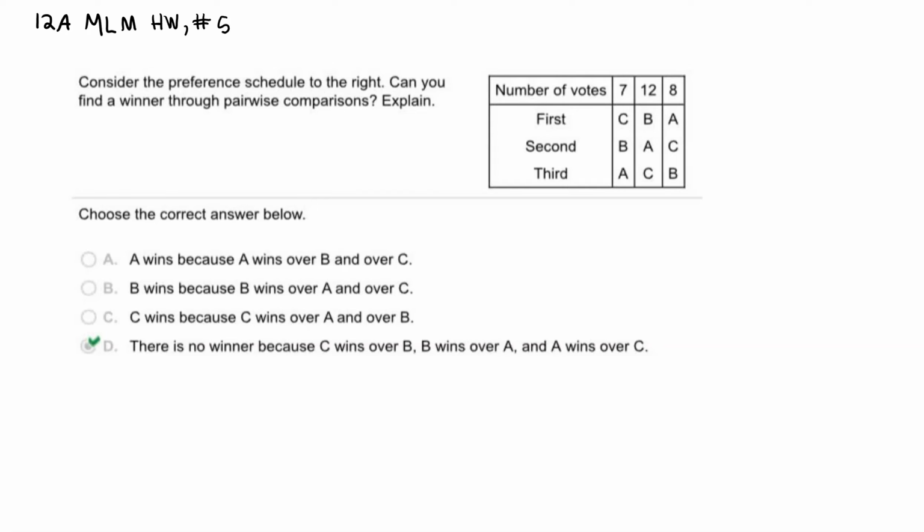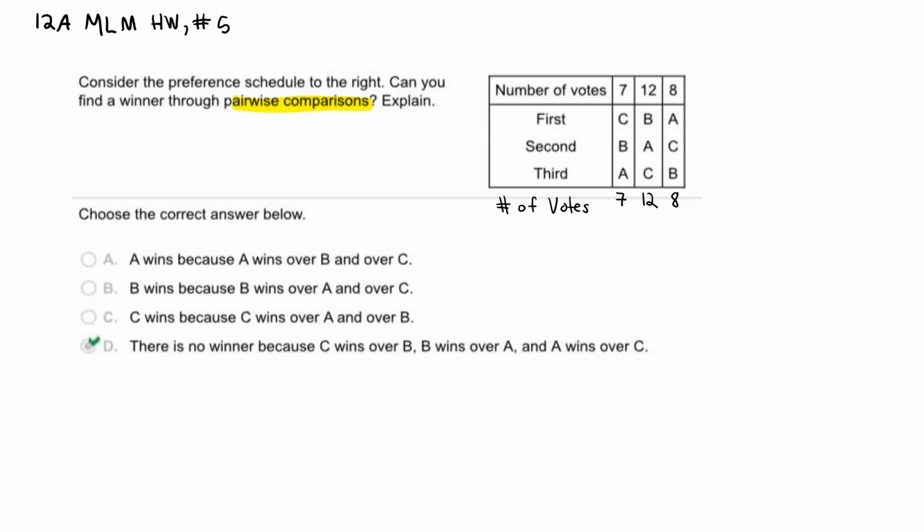This is question number 5 from the 12A MyLab Math homework on voting methods. In this problem, we're asked to find the winner using pairwise comparisons. Now, this preference table looks a little different than the ones in our notes. They have the total number of votes in the top instead of being located at the bottom of the preference table. So you can relocate that if it makes you more comfortable.